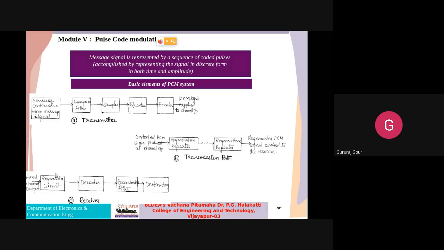Finally, the regeneration circuit will extract back our transmitted signal, that is the encoded PCM signal. Then it will be decoded and reconstructed. The reconstruction reliability depends on how reliably you have done the quantization and sampling. Then we are going to receive our original message signal. So in the next session, we are going to discuss these things in detail.